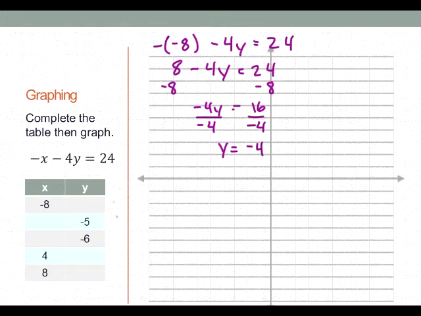Let's go ahead and plug that into our t-chart. Negative 4, and look at that. We even have a point: from the origin back 8, down 4. Now let's go on to the next problem.